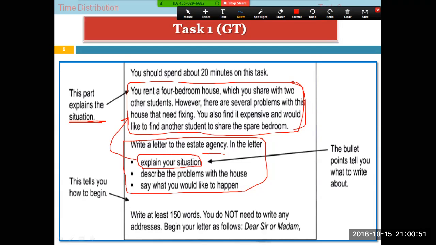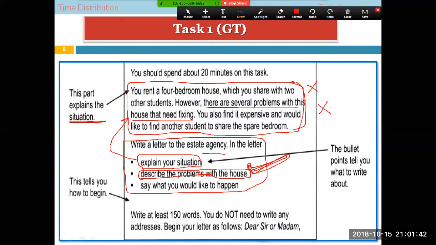Then describe the problems with the house. Now you have to describe some problems that need fixing. Obviously, here it is written that there are several problems with this house that need fixing. But this situation doesn't tell you what those problems are. But here in the question, they are asking you to describe the problems. So now this is an exceptional case where you can assume something from your own side, right? Because they have asked you about something specific which is not given in the situation. So in this particular case, you can assume. But apart from that, you don't assume anything from your own side.